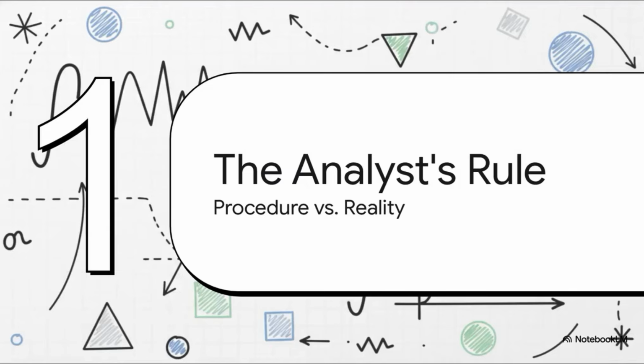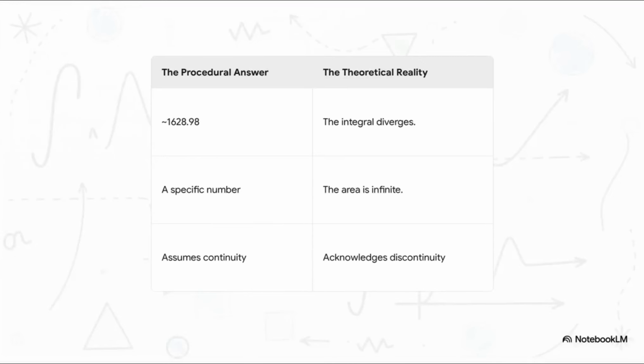So what is the big takeaway from all this? It really boils down to this crucial difference between just blindly following a procedure versus actually understanding what's going on underneath. And this table just lays it all out so clearly. On one hand, you've got the procedural answer, that's 1628.98. It's a number, sure, but it's built on a faulty assumption that the function is continuous. On the other hand, you have the actual, theoretical reality. The integral diverges. This isn't a number, it's a conclusion that the area is infinite, and it acknowledges the massive discontinuity we found. One is just a number from a recipe, the other is the truth.